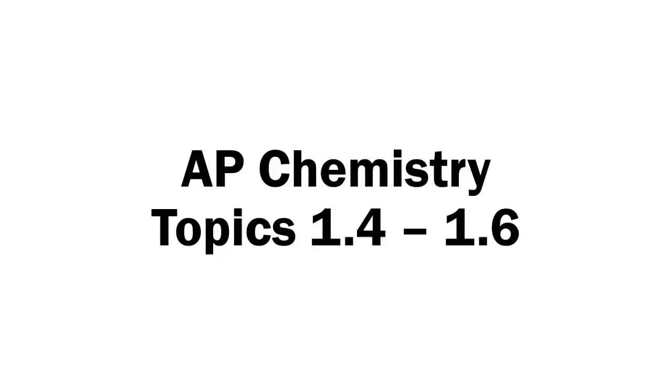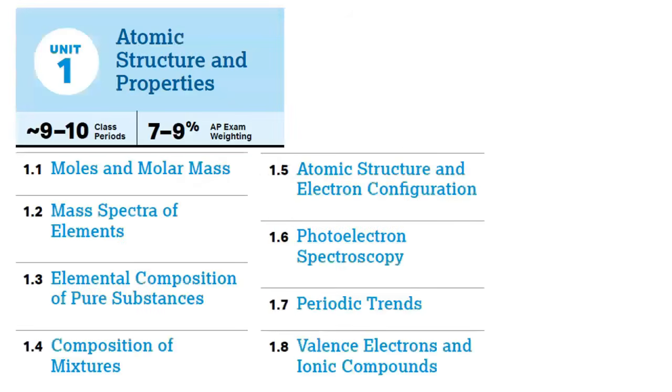These are the answers to the AP Chemistry packet that covers topics 1.4 to 1.6. On this slide, you can see Unit 1 at a glance. Unit 1 is entitled Atomic Structure and Properties.